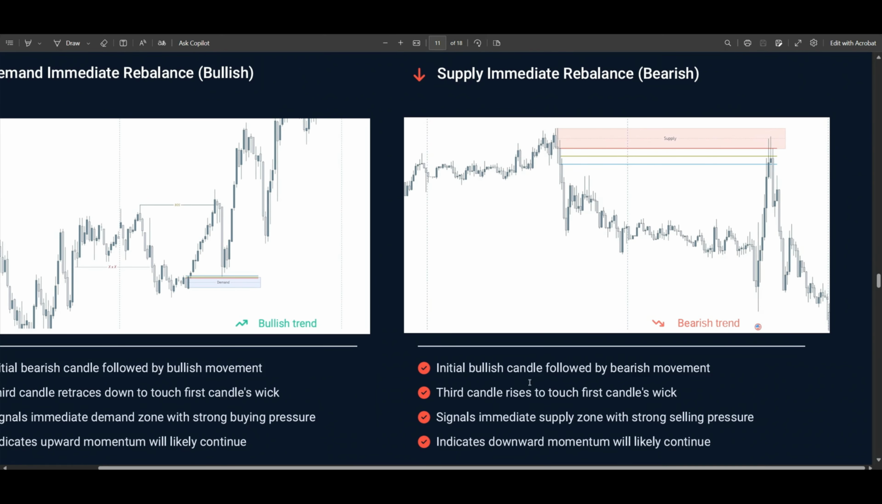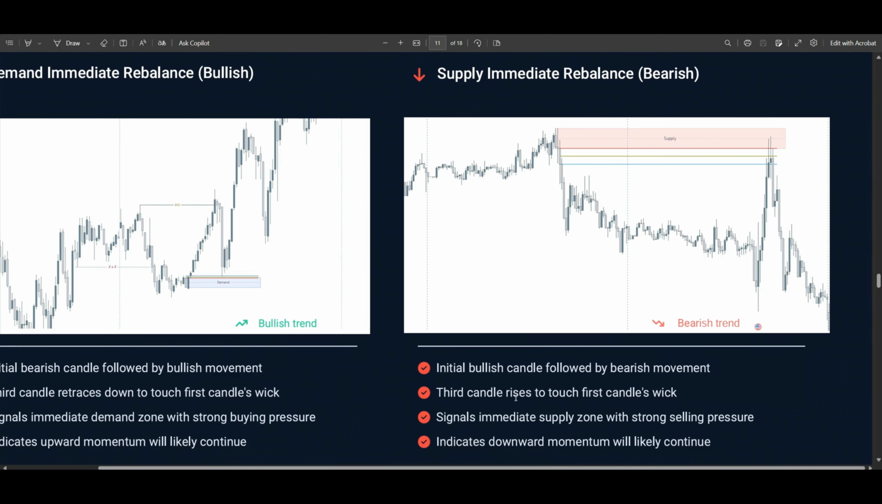Now, same thing here for the supply immediate rebalance, right? We have an initial bullish candle followed by bearish movement. Again, this is just describing the traditional way of marking up a supply zone. But if you're wondering how or where to identify these supply zones or order blocks, I also have a video on it. Amazing video. I honestly think you should watch that before getting into this specific portion of the video here, but it's up to you.